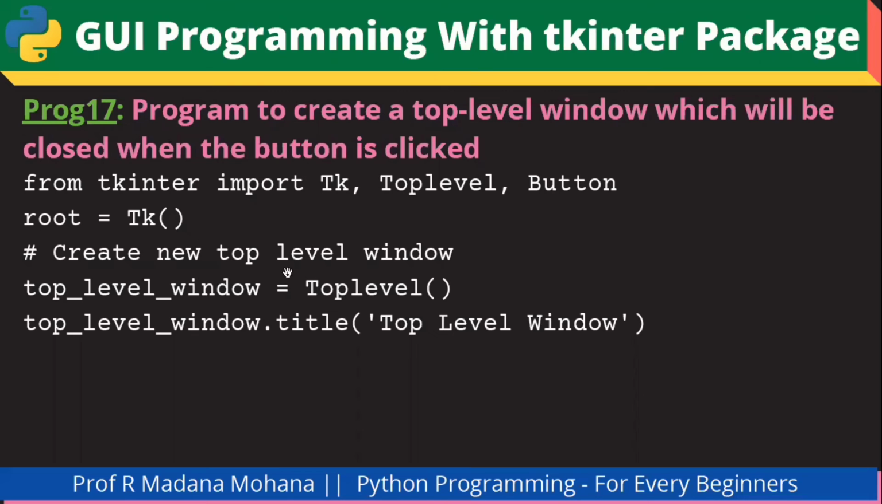Now create a new top level window by creating one object, top_level_window equal to the method Toplevel, then top_level_window.title. You are providing a title to this window. The title is Top Level Window. You can label it as a text.